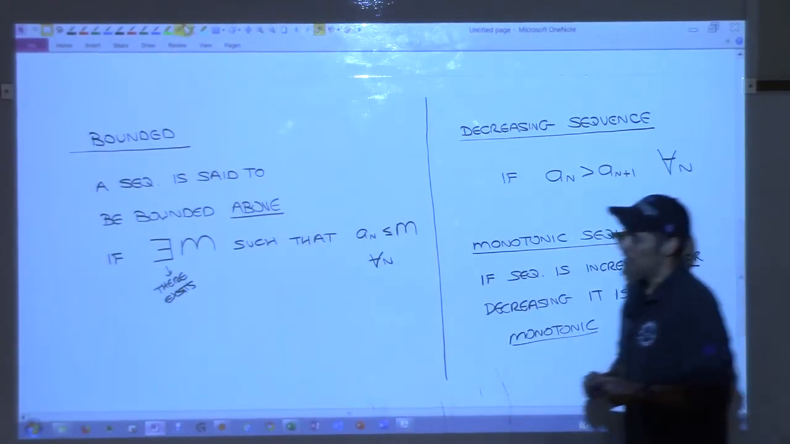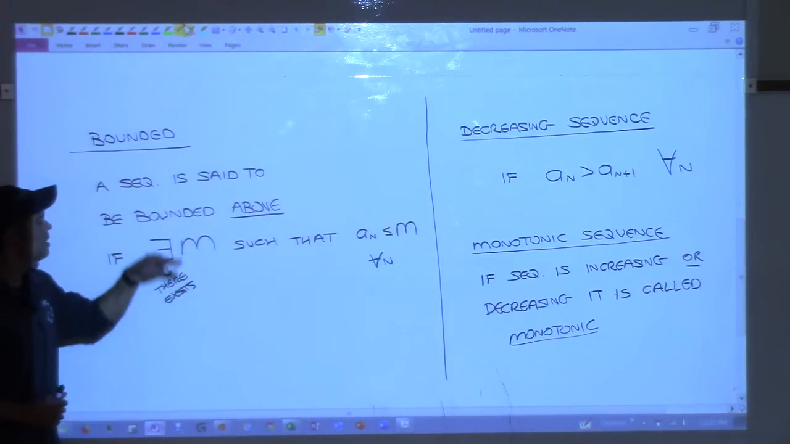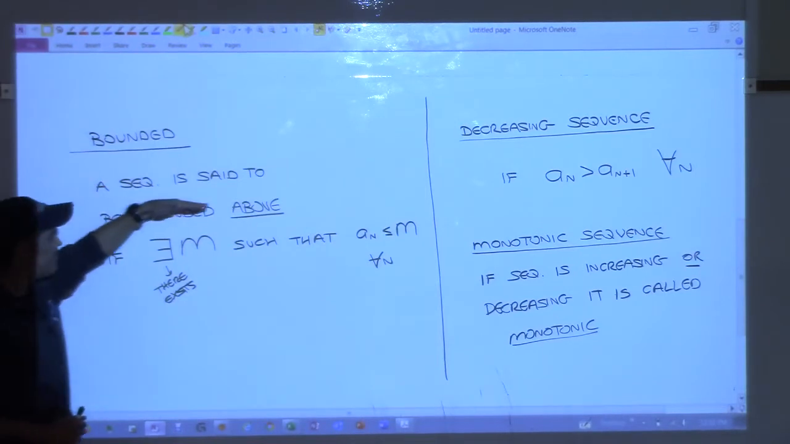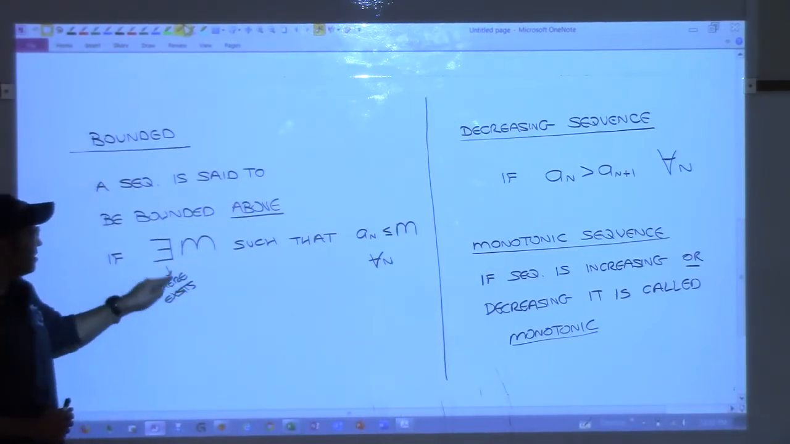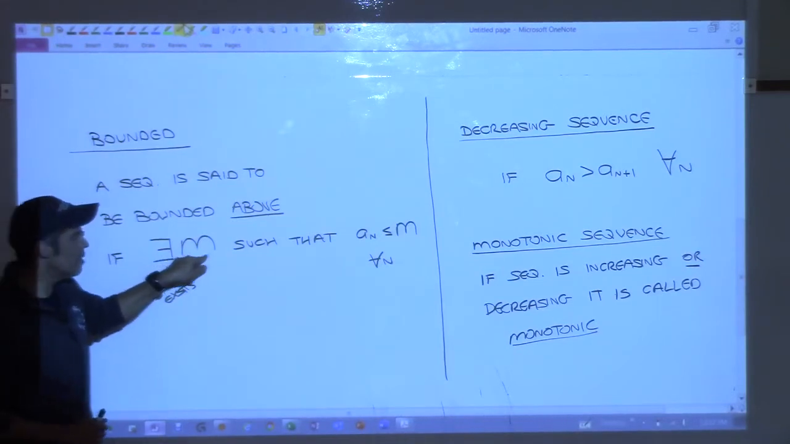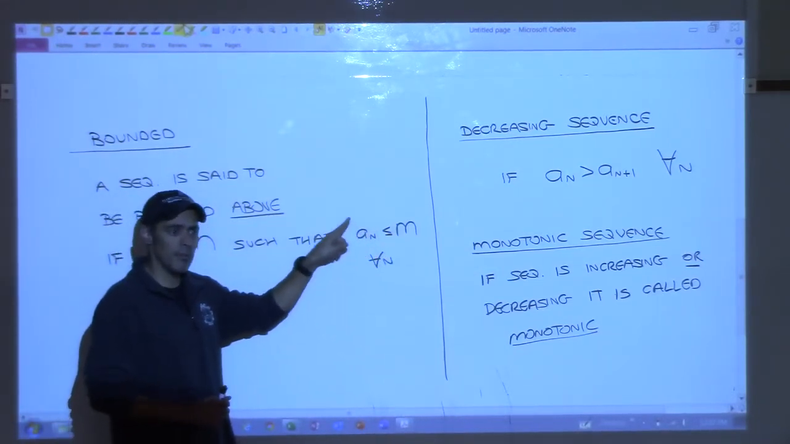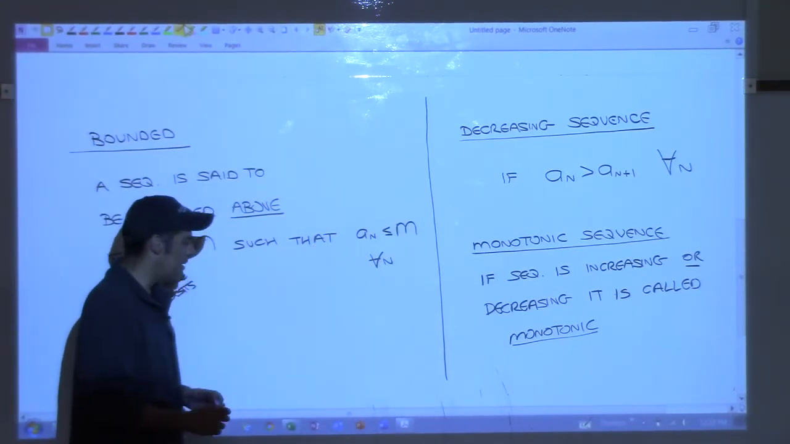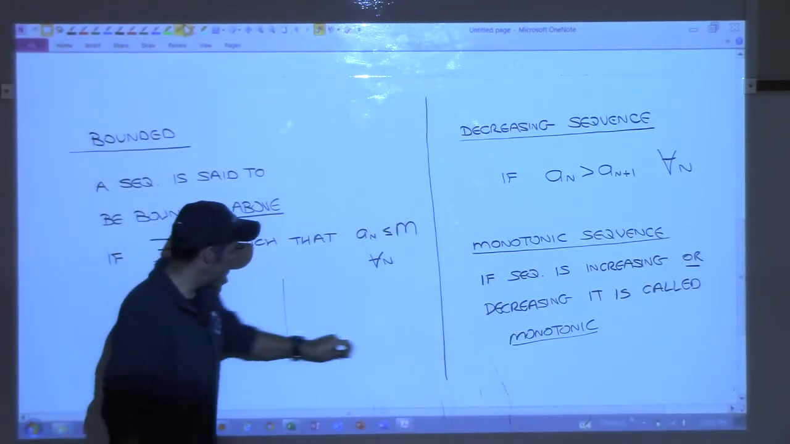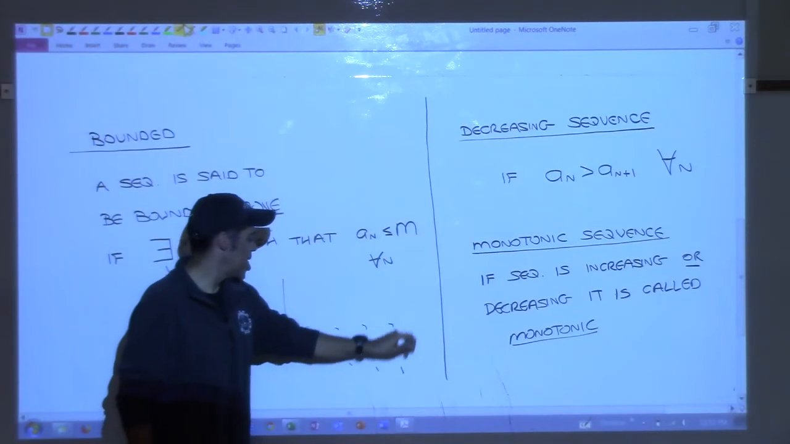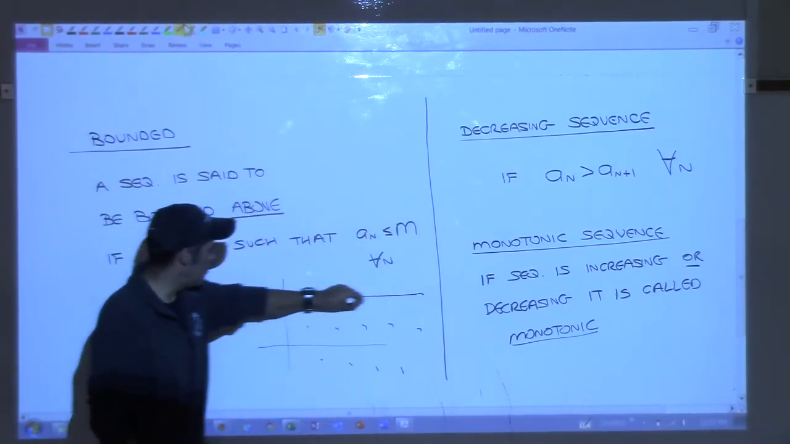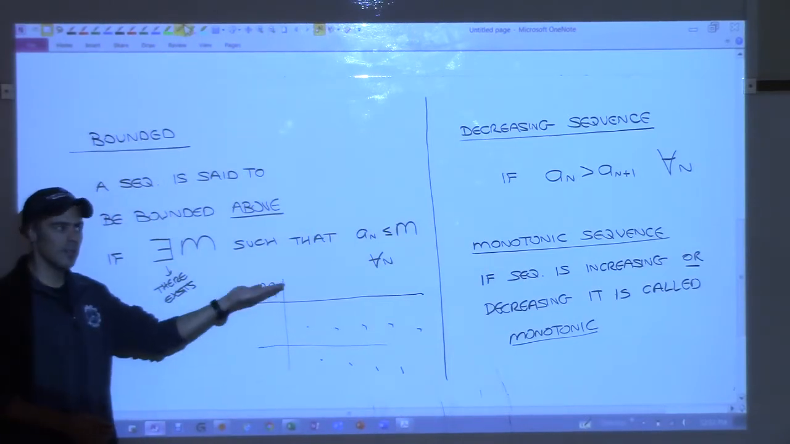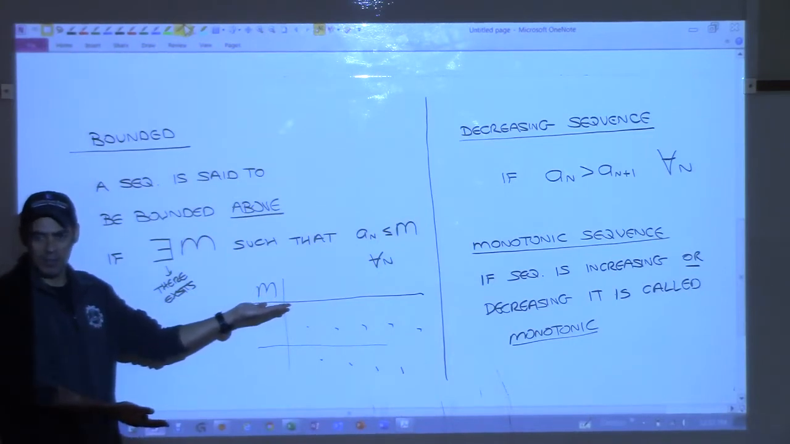Think of bounded above to mean like the ceiling. To say that our sequence is bounded above means that there exists some number M that is bigger than every single number in the sequence. So when I draw a picture, let's say I have a sequence that just goes back and forth. Then right there, there's a capital M. This sequence is bounded above because there's a number that's always bigger than anything in the sequence.